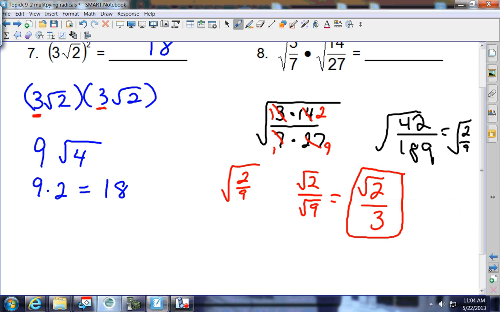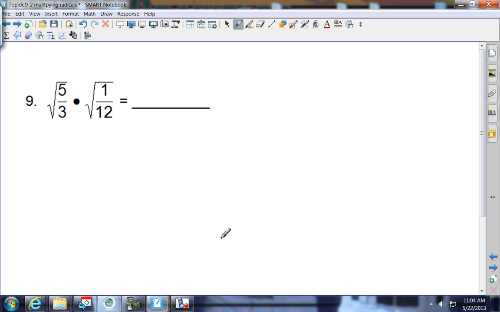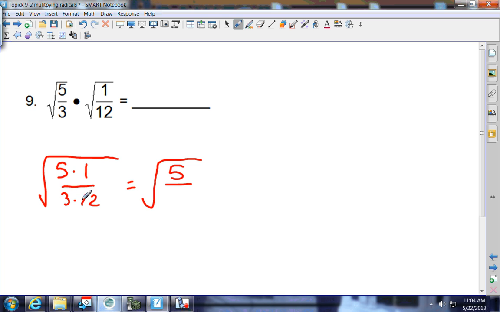All right. Here's another one. Again, we see the fractions. Let's go ahead. We've got a big fraction here. And we've got 5 times 1 and 3 times 12. 5 times 1 is 5. 3 times 12 is 36.